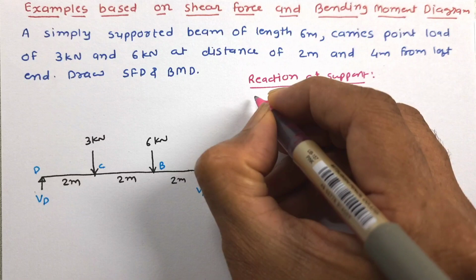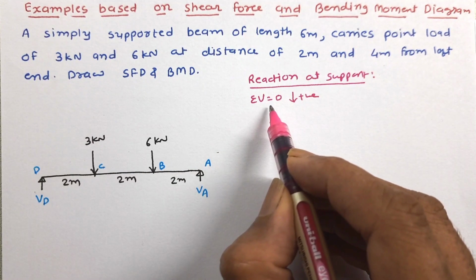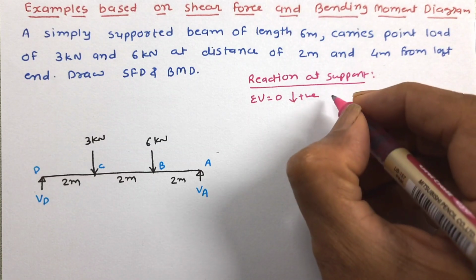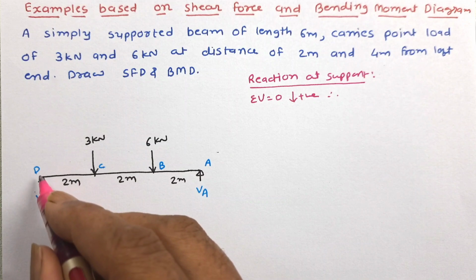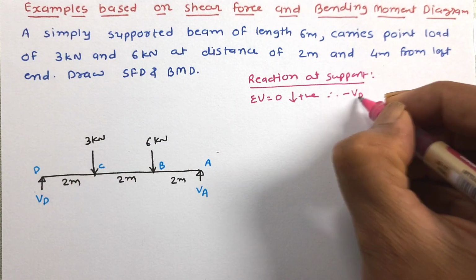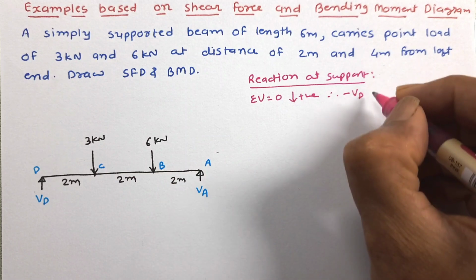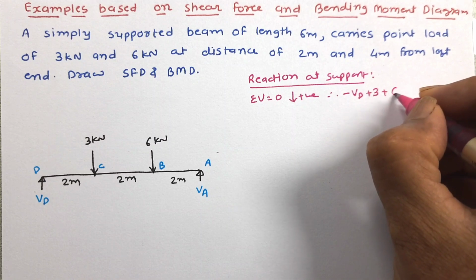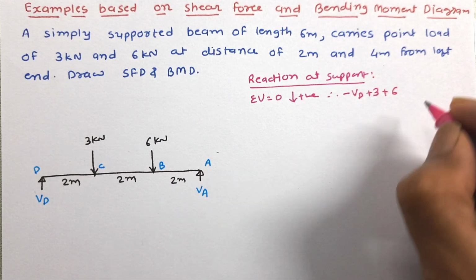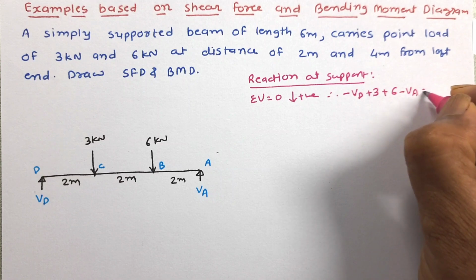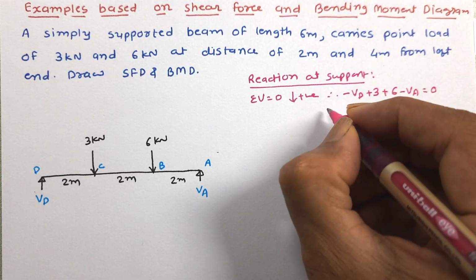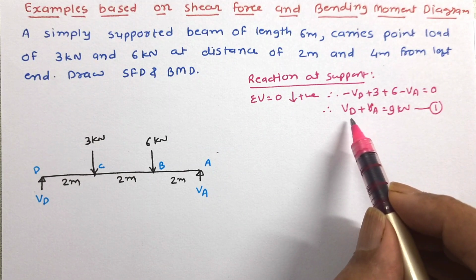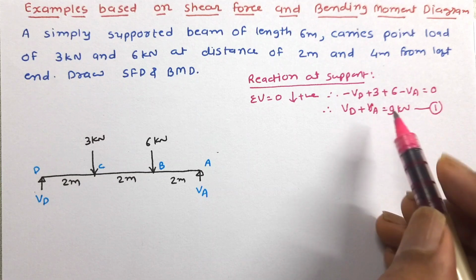We'll start with the condition of equilibrium. Algebraic summation of all vertical forces will be 0. Downward we will consider positive. So here, 3 kilonewton in downward direction, positive. 6 kilonewton in downward direction, it is also positive. Va in upward direction, so it will be negative. Algebraic sum is 0. Let us simplify it. So on simplifying it, we have got the relationship between Va and Vd, that is 9 kilonewton.